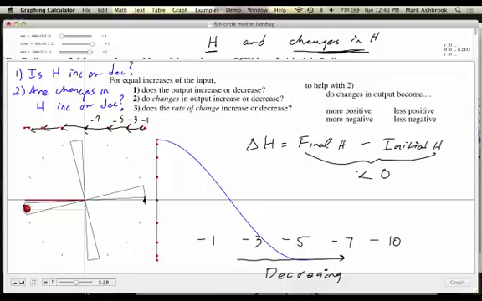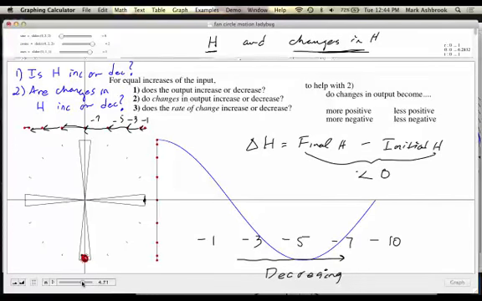Third quadrant. H increasing or decreasing? H is increasing from what to what? -1 to 0. Okay? And then the changes. So imagine going this way. Those are positive changes now. Positive changes. Getting more or less positive? More positive. That's easy, right? More positive means the changes are increasing, concave up.